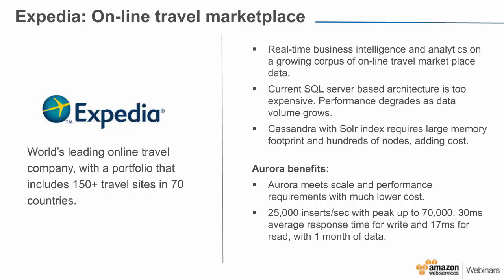You probably know Expedia. It's an online travel company which has 150 travel sites in 70 countries. They were an early Aurora user, and they needed a relational database for analytics and real-time BI for their travel marketplace data. They were on SQL Server, which was getting pretty expensive because the data volume was growing, and with an increasing data volume, also the performance wasn't doing well. So they tried a couple of things. They tried Cassandra, Solr Index. They were both a no-go. But when they used Aurora, they found a database that could give them scale and performance at an affordable cost.